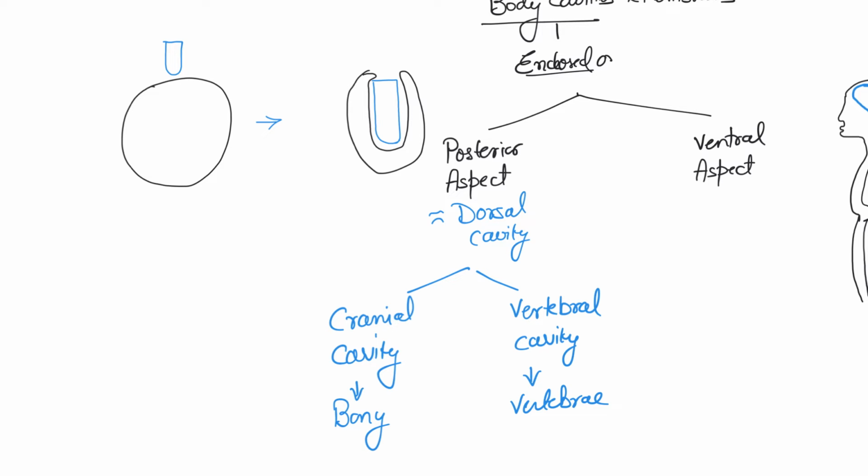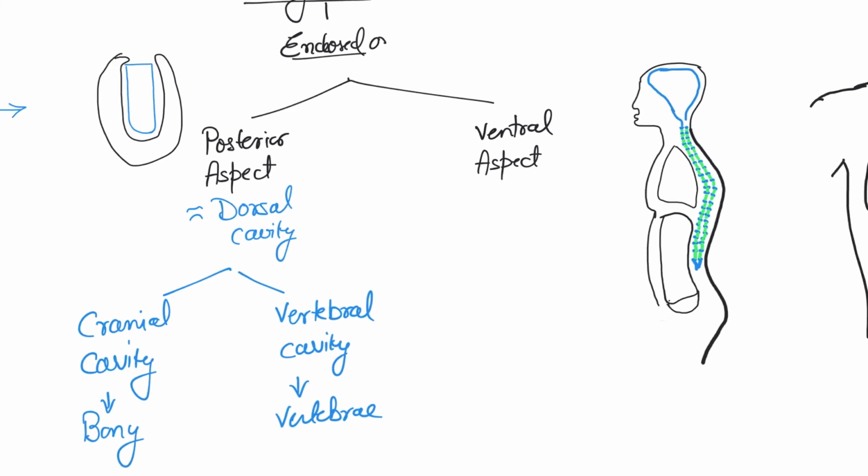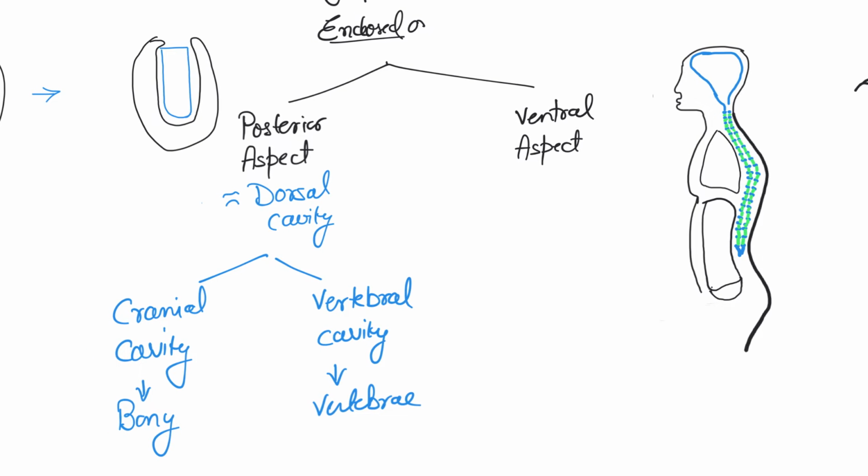Something that is very important to point out here is that the cranial and vertebral cavities are not lined by serous membranes, right? So it's a very important distinction between the posterior aspect of the cavities and the ventral aspect cavities, or simply the ventral cavities. The ventral cavities are lined by serous membranes, and we'll deal with serous membranes in a lot more detail, what exactly they are. But the posterior cavities or the dorsal cavity is just the bony part.